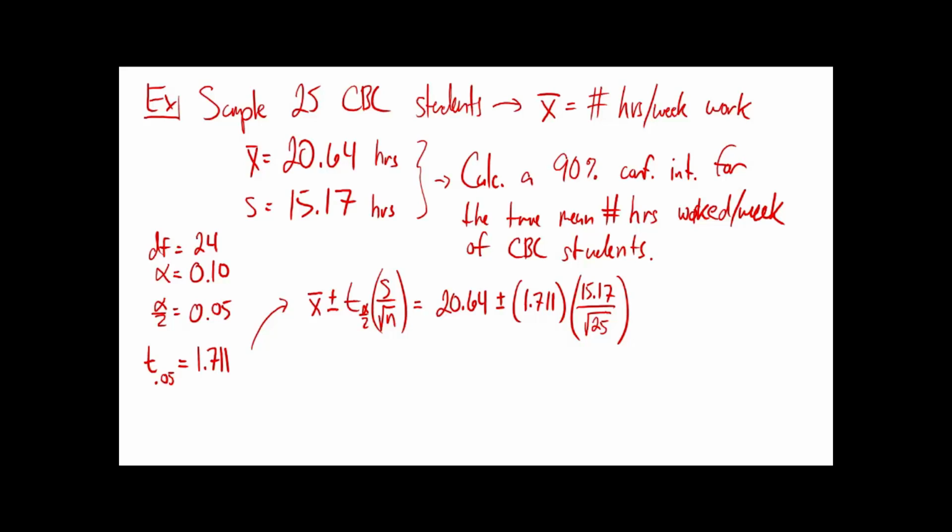So, what do you get for that margin of error? Let's do 1.711 times 15.17 divided by root 25. And give me just the margin of error first. I got 2.98. Anybody else get 2.98 for the margin of error?